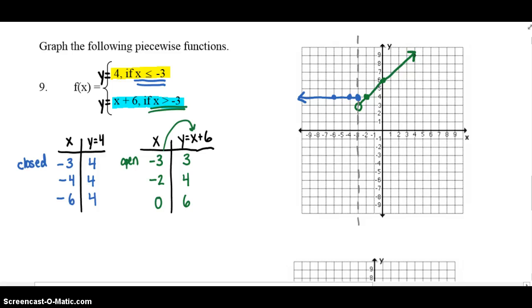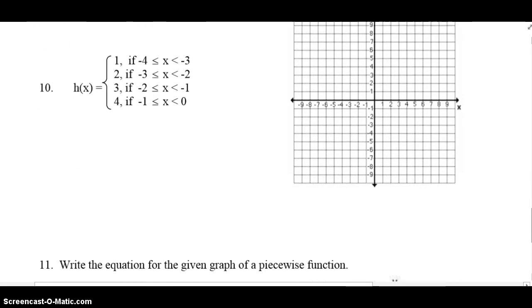So I know it seems kind of complicated, but as long as you remember your 2 tables, you should be able to set up those points. Alright, let's take a look at this function over here in number 10. That one looks crazy complicated, right? But don't get too freaked out.